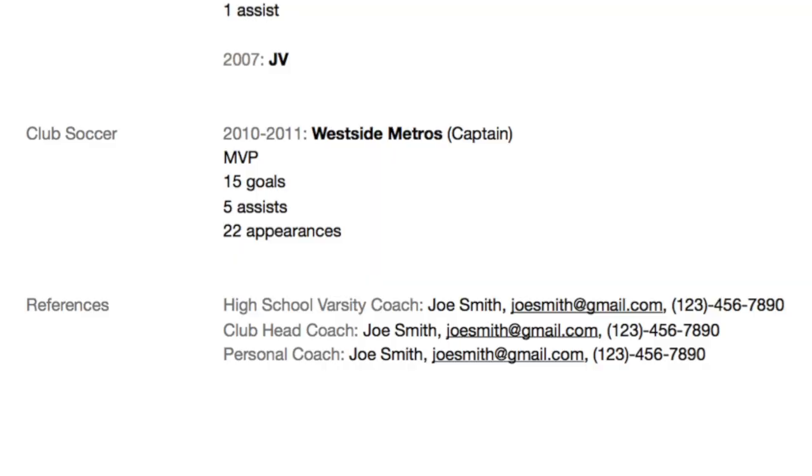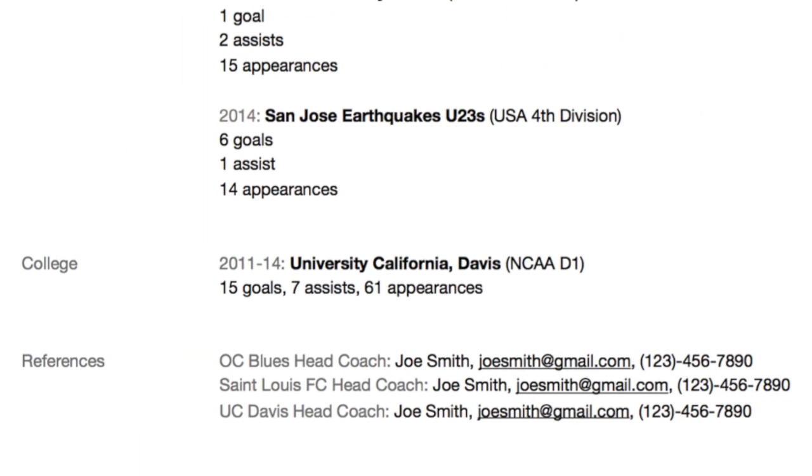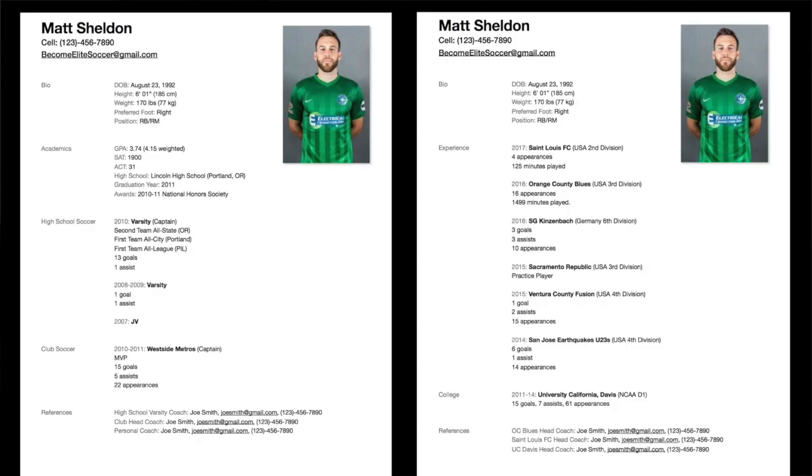For me right now, I have references from my coach at the OC Blues. I have the reference of my college coach, and I might have the reference of my coach right now at St. Louis FC. Those would be my references, professional level or college level coaches that can vouch for me. I no longer have my varsity head coach in my references section anymore because I've played at higher and higher levels, and I want to use the higher level coaches in my references section. So that's pretty much it. That's how you organize the CV.